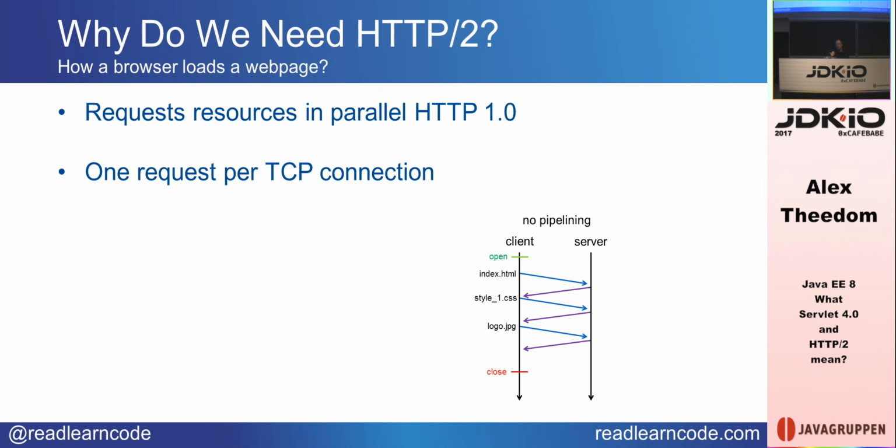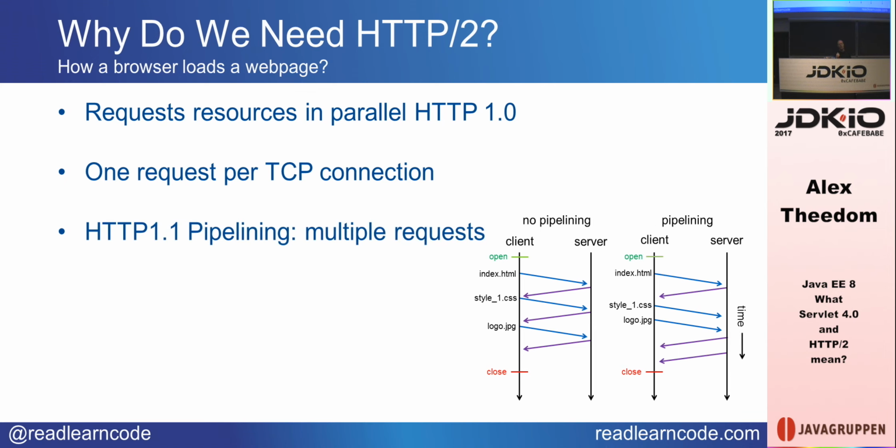And this is what happens with the HTTP 1.0 protocol, is that there's just one single connection, and over one single connection, you make one single request. You make the request from the client, the server responds to that request, and then another request is made, and so on and so forth. HTTP 1.1 attempted to resolve this with pipelining, making multiple requests possible over a single TCP connection.